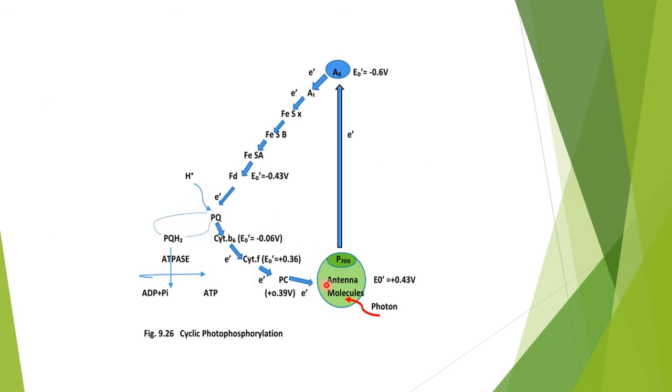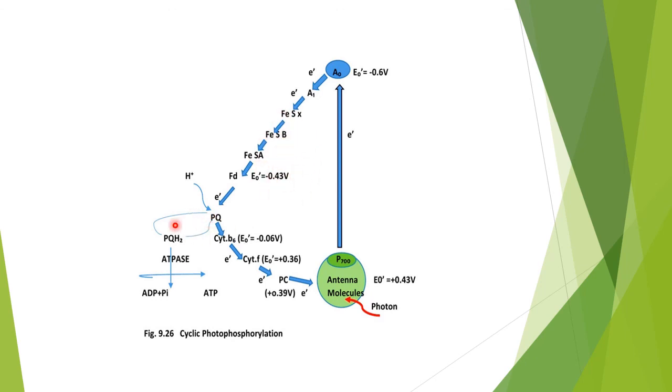How is it taking place? We have a pigment system. First, P700, these are antenna molecules, accepts a photon and its electron is excited to the primary acceptor, then passing through these carriers, which are of course present in the non-cyclic photophosphorylation also. It uses these carriers, A1, iron sulfur X, iron sulfur SB, iron sulfur SA, then ferredoxin, and then goes to the plastoquinone. From plastoquinone, to the cytochrome BF complex, and then the electron is passed to PC, and then it goes back to the system. So there is a cyclic movement of the electrons. That's why it is called cyclic photophosphorylation.